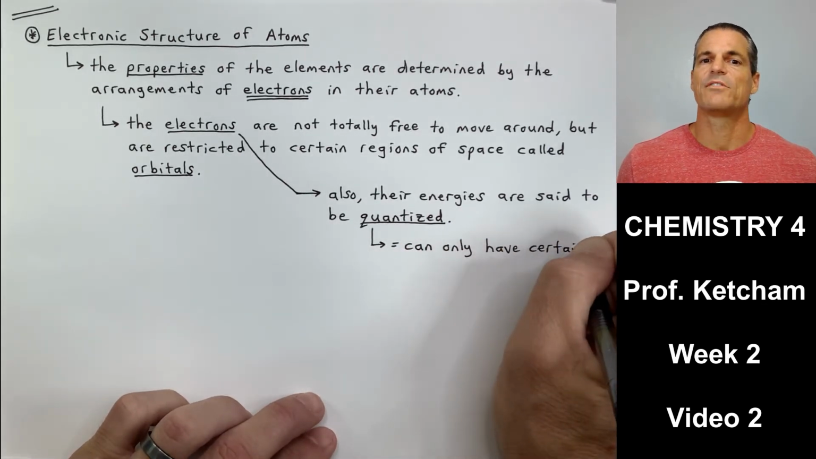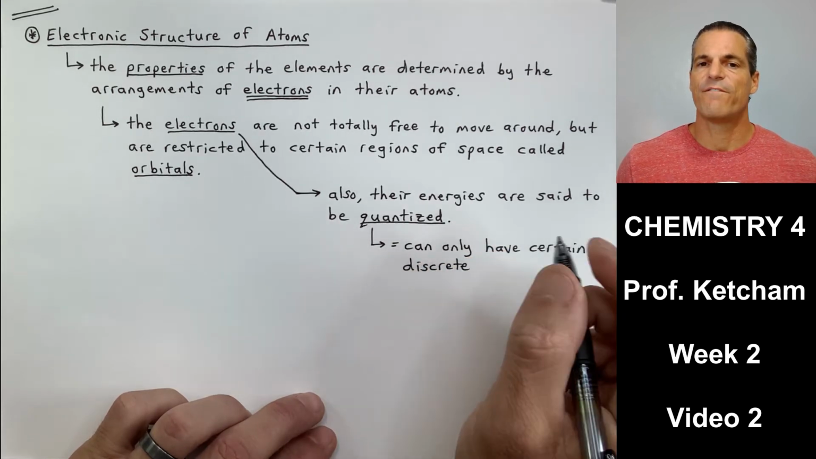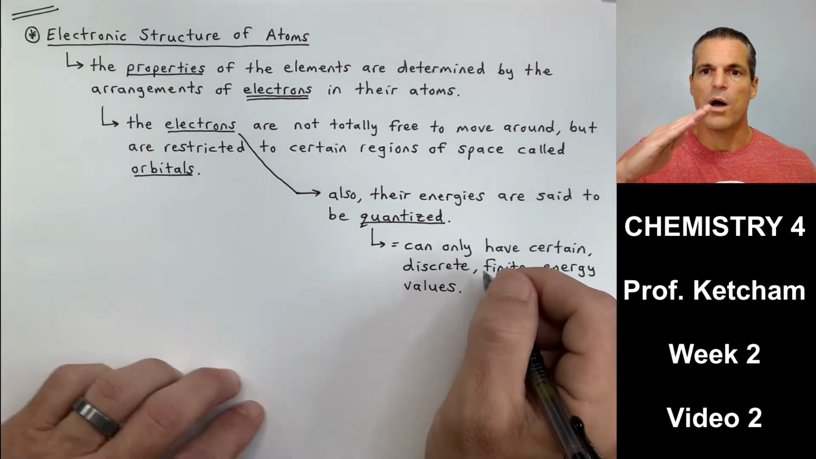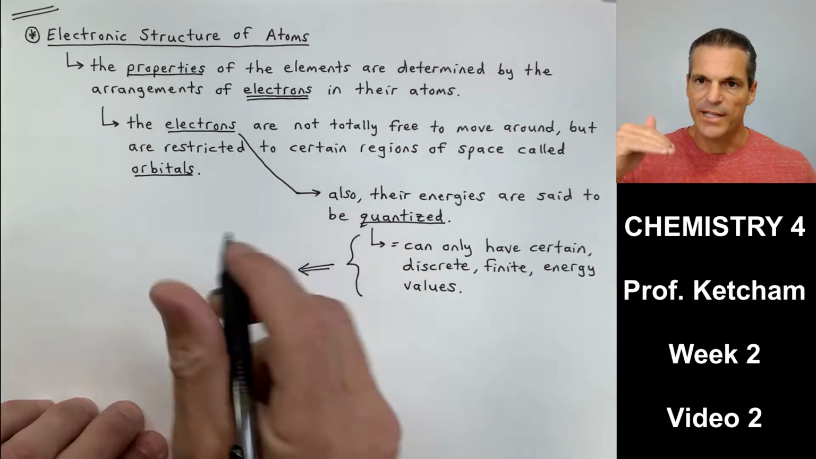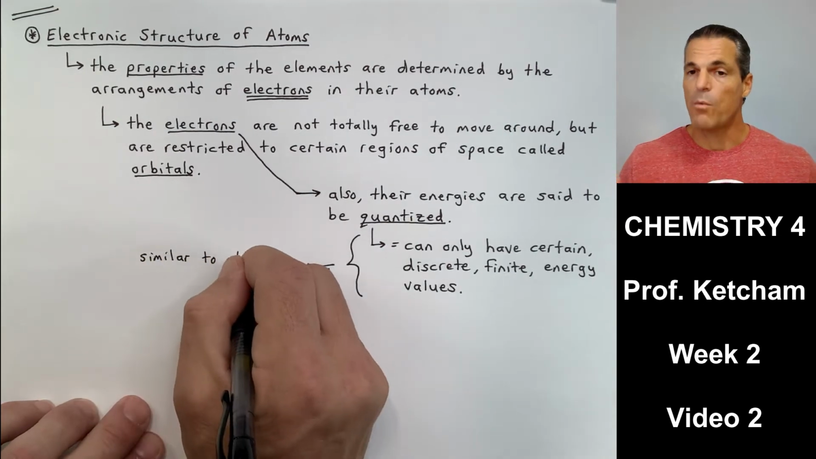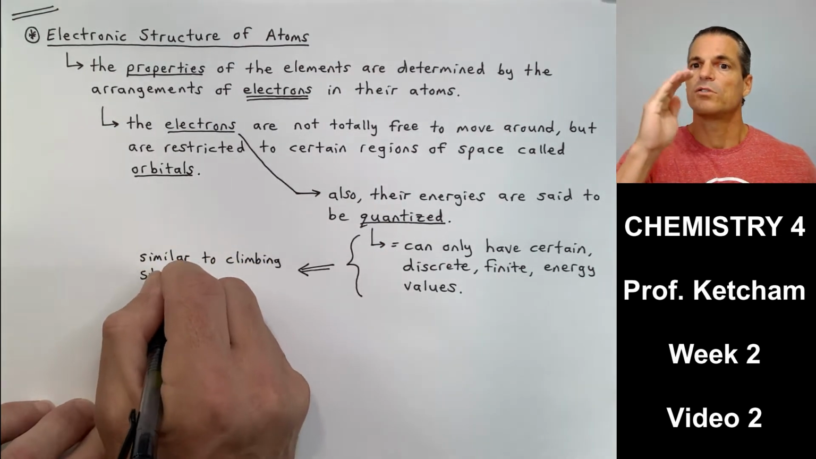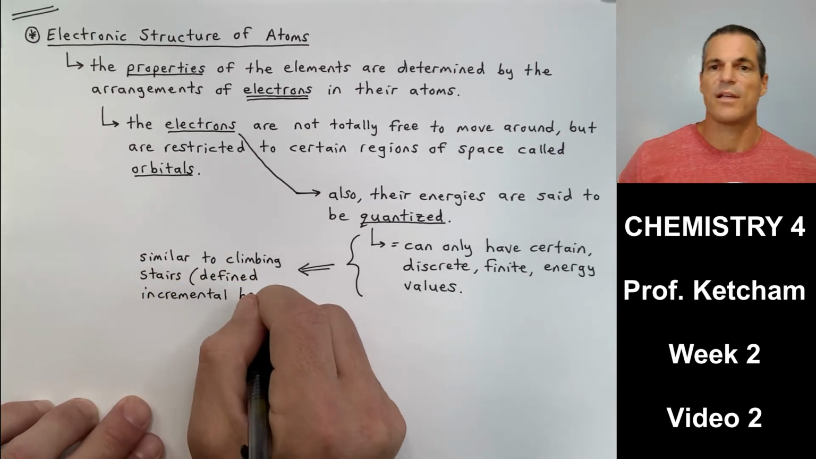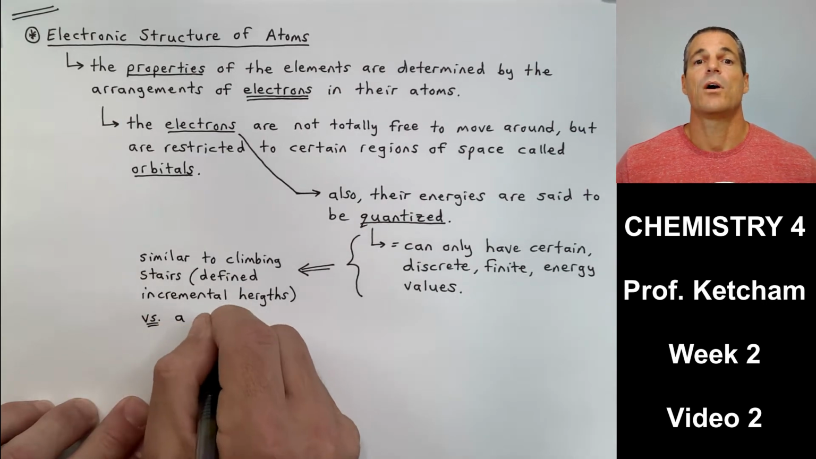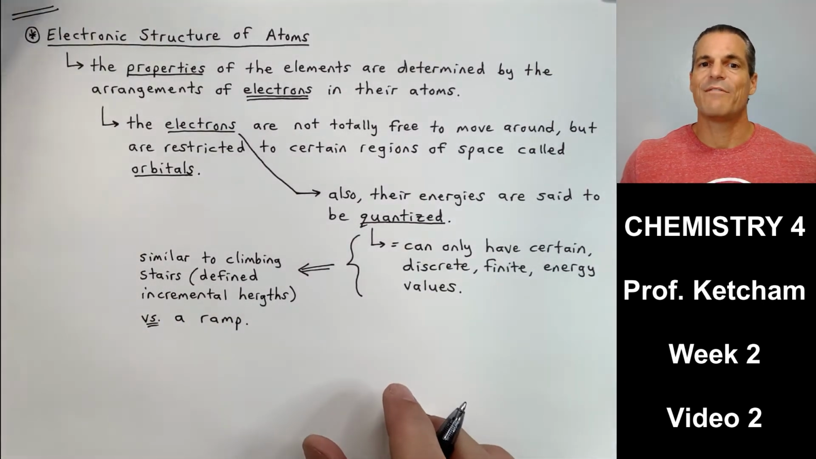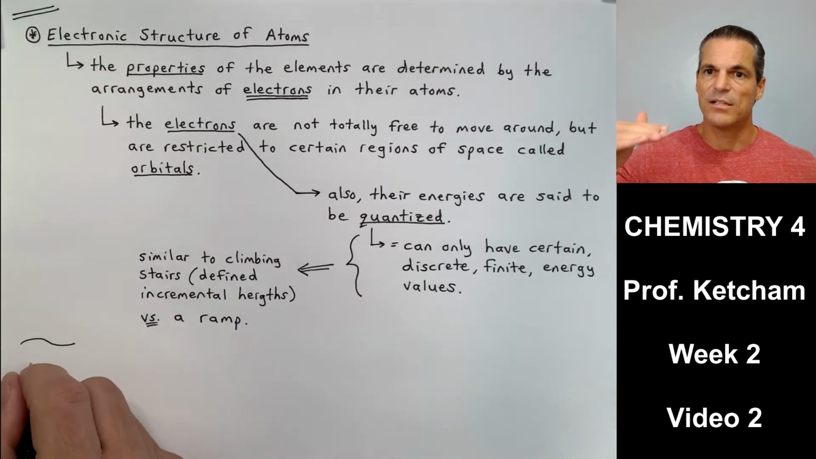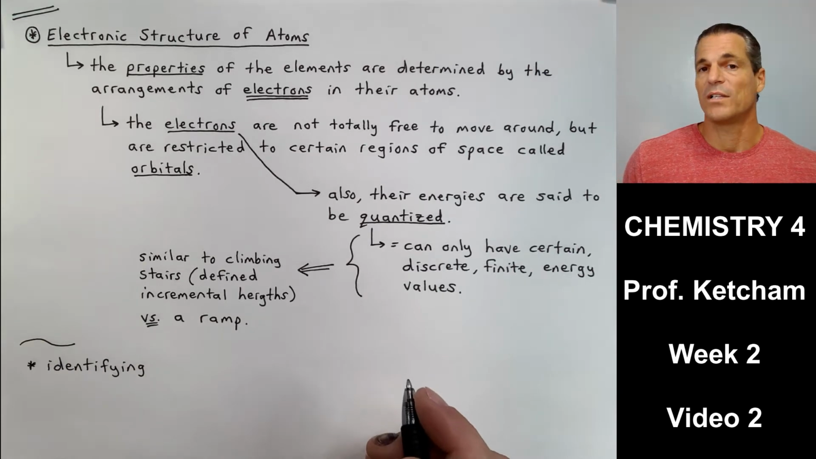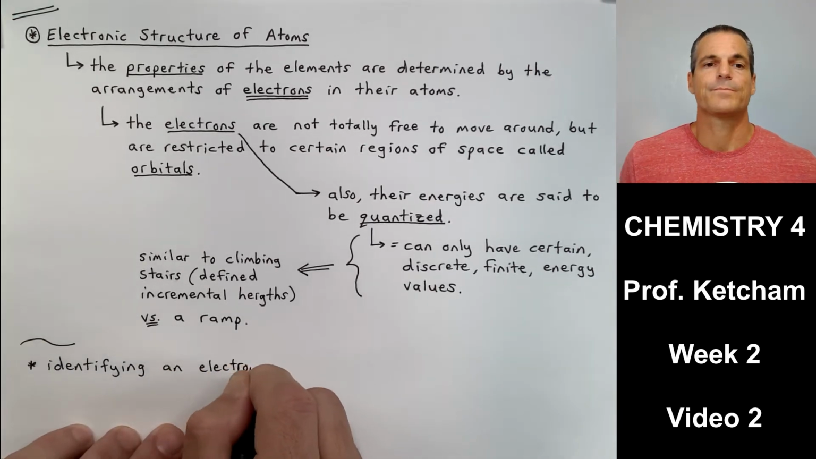Quantized means you can only have certain discrete, finite energy levels. For example, if I were to walk up a ramp, I can walk up an infinite number of increments. If I walk up a flight of stairs, however, those are quantized levels. I can only walk up those increments one at a time. So when something is quantized, you have a defined energy level increase. That's what I mean by the energies being quantized: they are discrete, certain levels.